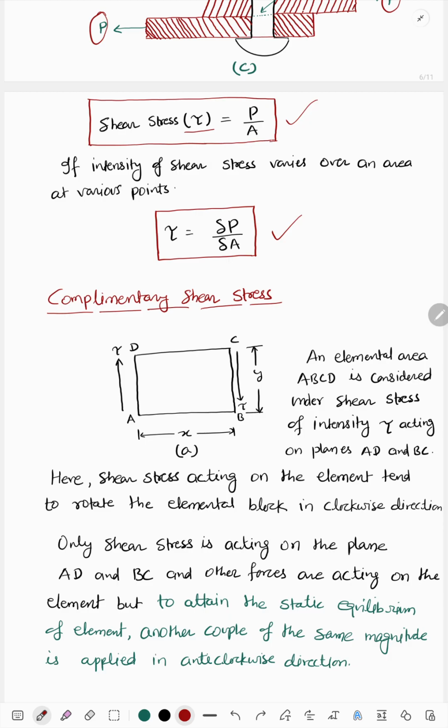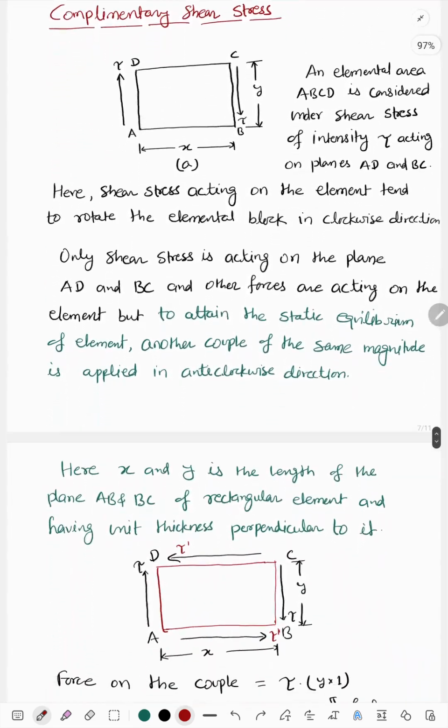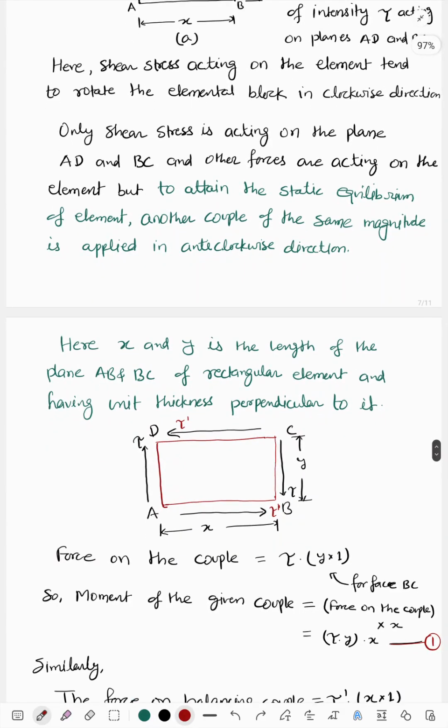So to maintain the equilibrium, to attain the static equilibrium of the element, another couple of the same magnitude is applied. Same magnitude means again one shear stress is applied in a different direction, of the same magnitude, in anti-clockwise direction. Again we will see this through the diagram.